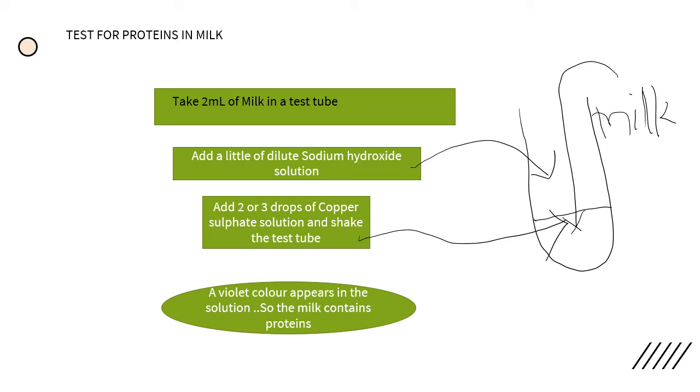And this copper sulfate solution, what's the color? Electric blue. After adding all these three, just mix it for a proper result. Then check after 5 or 10 minutes. You can see a violet color formation, which indicates the presence of proteins in the milk. If you're not getting this violet color, what inference can you give? That the food sample you have tested does not contain any protein.